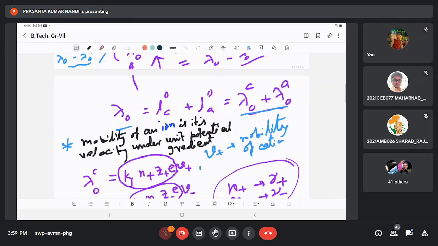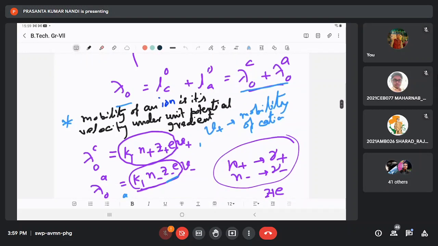This quantity is mobility. Sometimes v plus is written, which denotes the mobility of the cation. Now the mobility of a cation, that is lambda 0 C, can be expressed like this, K1 plus V plus. You can go to the textbook for this equation. So lambda 0 C of the cation is equal to a constant K1 n plus z plus t p plus.